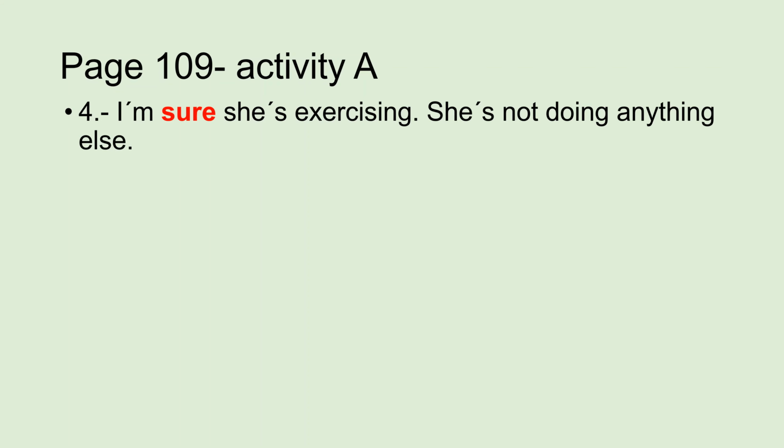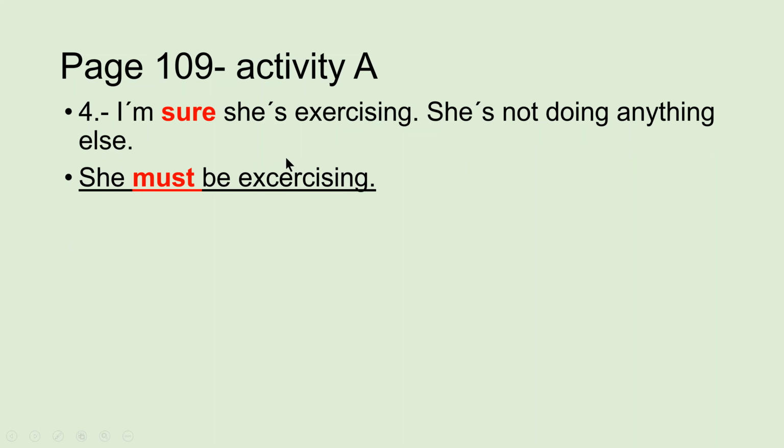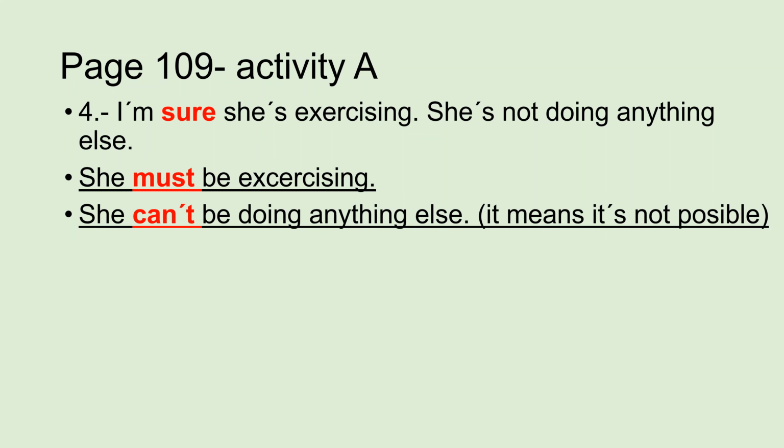Now, let's move on to exercise number 4. I'm sure she's exercising. She's not doing anything else. So remember, if you're using sure, you can say she must be exercising. But now, she's not doing anything else. In this case, you're completely certain, but at the same time, it's not possible that she's doing something different. So you use can't. She can't be doing anything else. It means it's not possible.